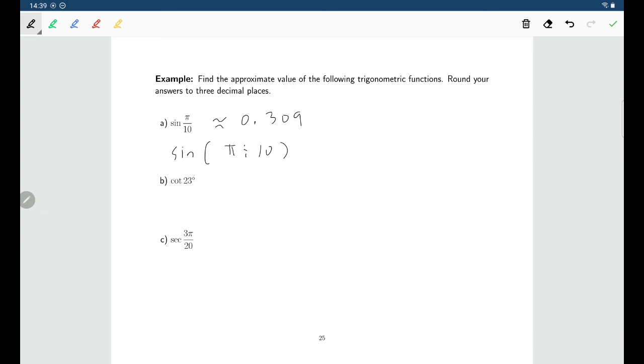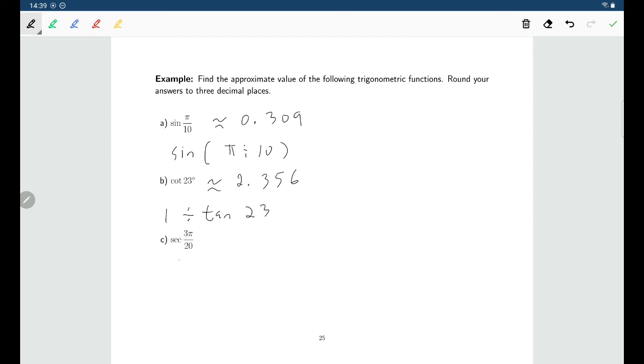For cotangent, that's the same thing as the reciprocal of tangent. So first off, we're looking for cotangent of 23 degrees. We'd have to make sure our calculator is in degrees mode. And if it is, then we can go right ahead and say, well, we want 1 divided by tangent of 23 degrees. And when we hit equals, we'll get about 2.35585, so about 2.356.